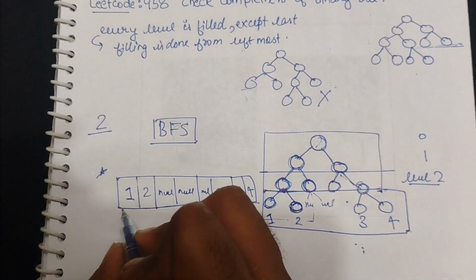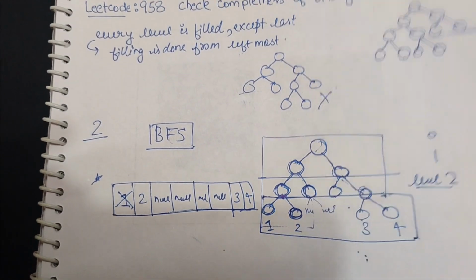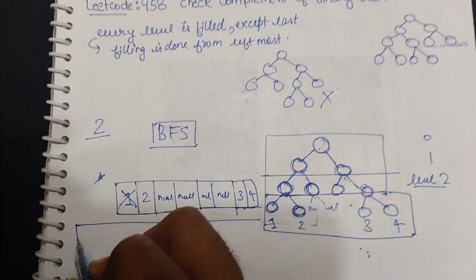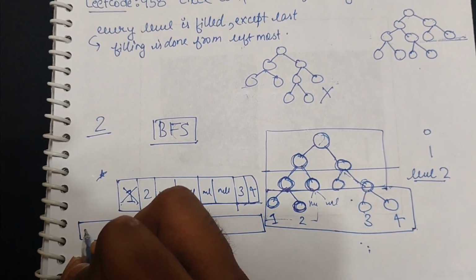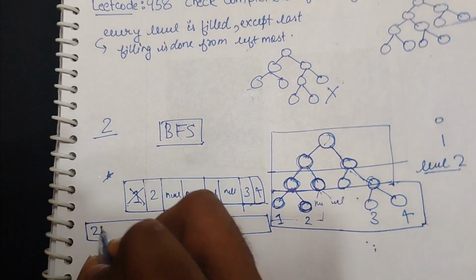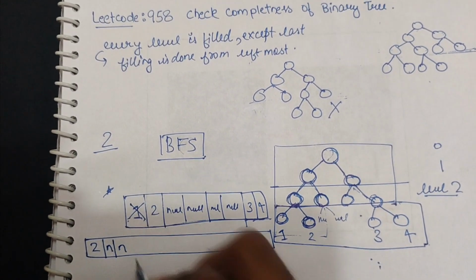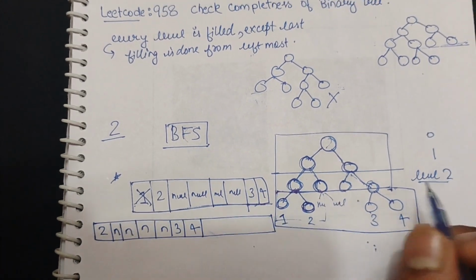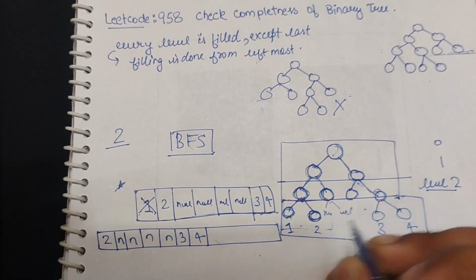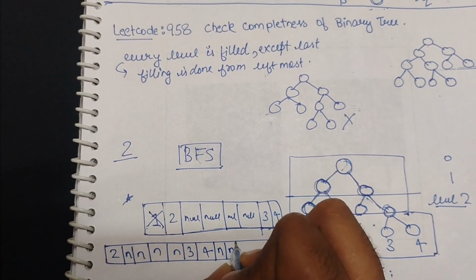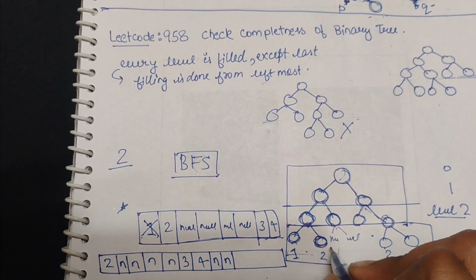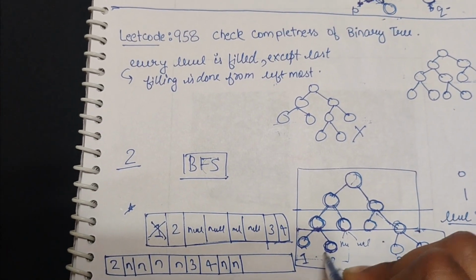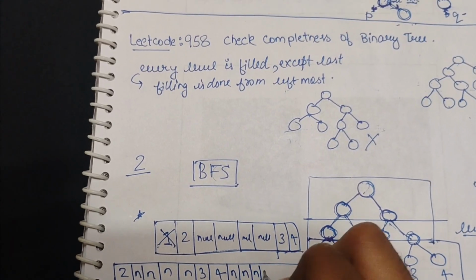Now I'll pop out this one, and let me draw the queue once again to make it a bit longer. I've popped out 1. Then 2, then I have null, then once again null, 3, and then 4. I've popped out 1. Does 1 have a left or right? No, it does not. So I'll push null and null. Now talking about this node, does it have any left or right? No, it does not. So I'll push null and null again.